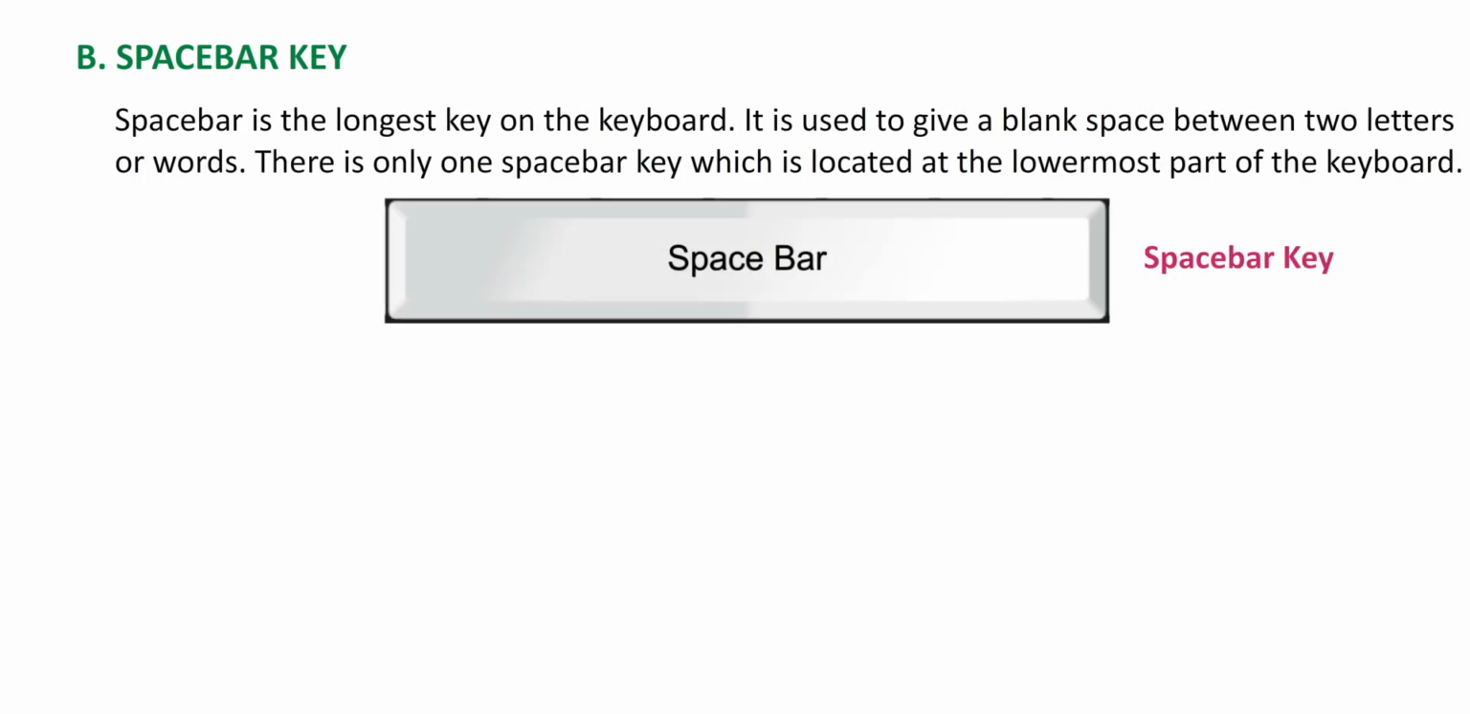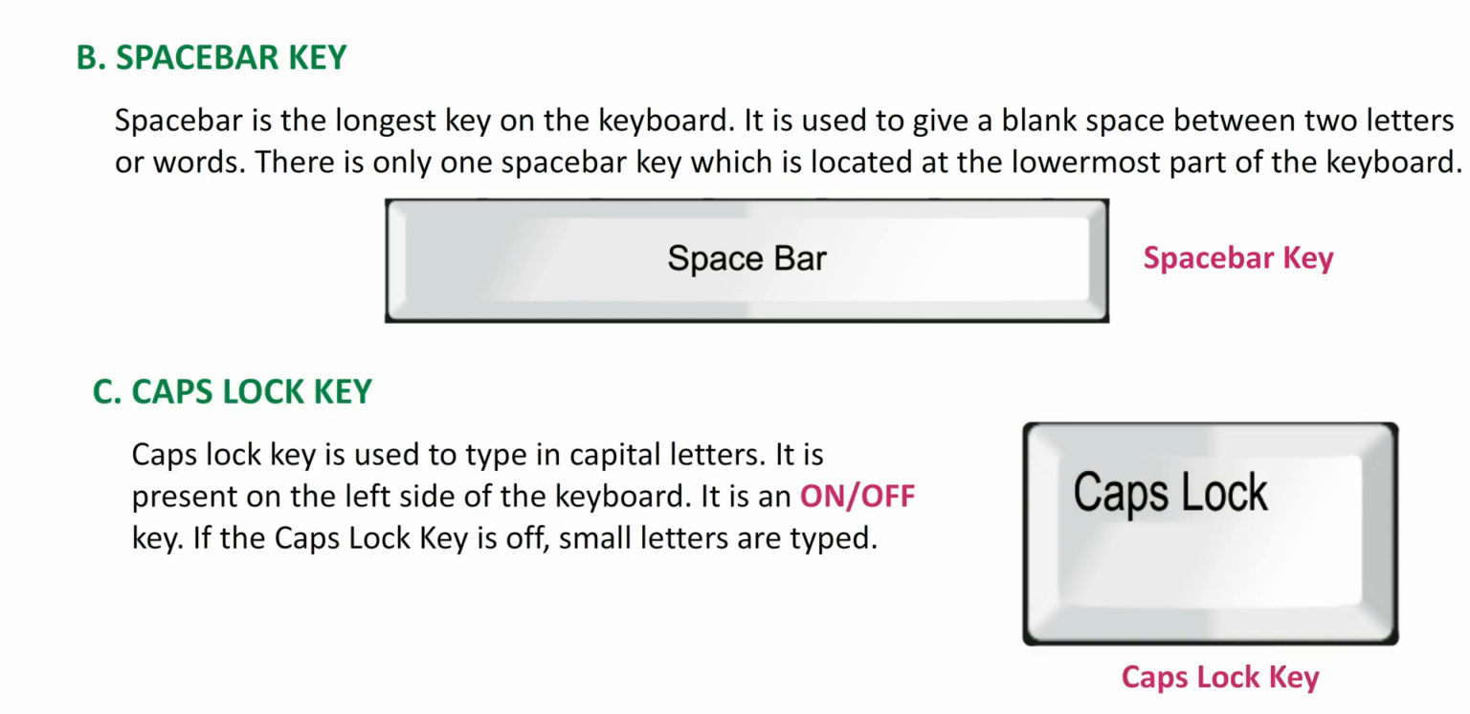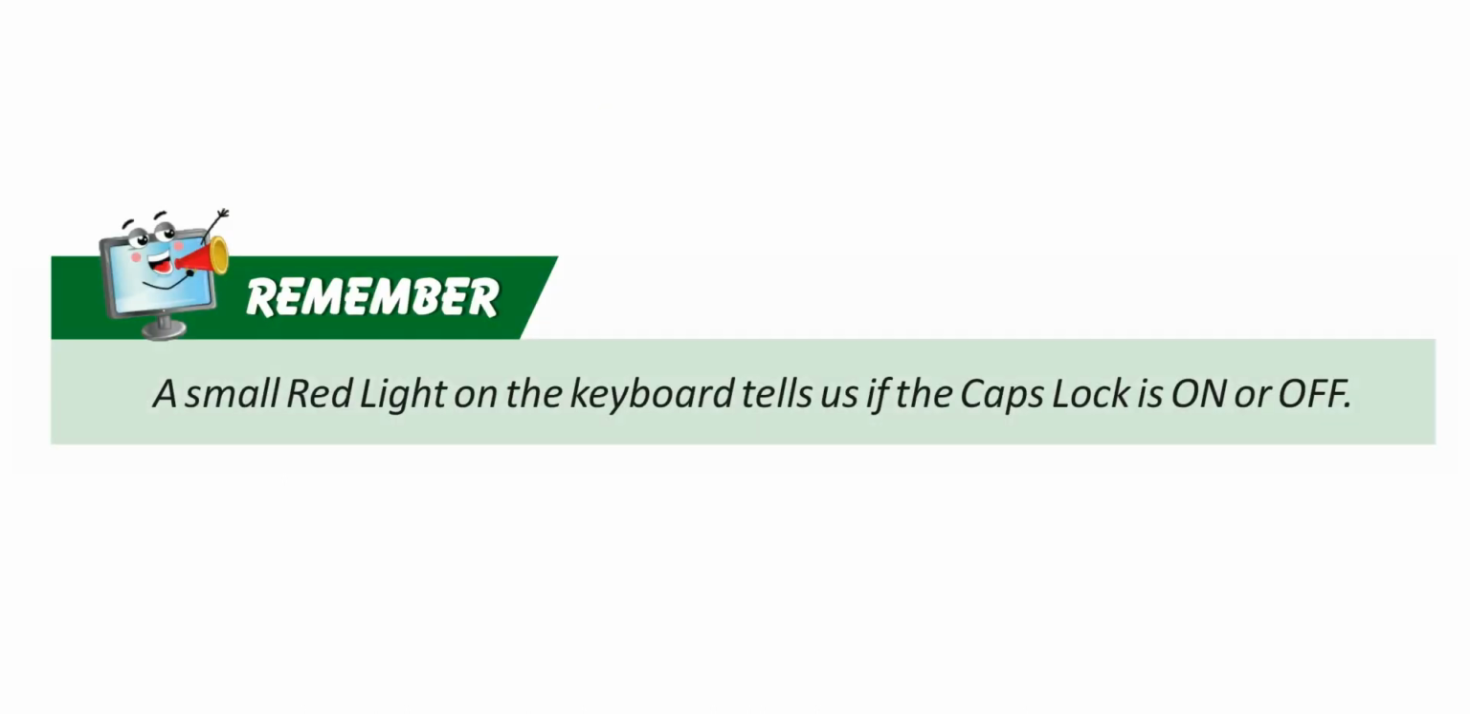B. Spacebar key. Spacebar is the longest key on the keyboard, used to give a blank space between 2 letters or words. There is only one spacebar key, which is located at the lowermost part of the keyboard. C. Caps Lock key. Caps Lock key is used to type in capital letters present on the left side of the keyboard. It is an on-off key. If the Caps Lock key is off, small letters are typed. Remember, a small red light on the keyboard tells us if the caps lock is on or off.